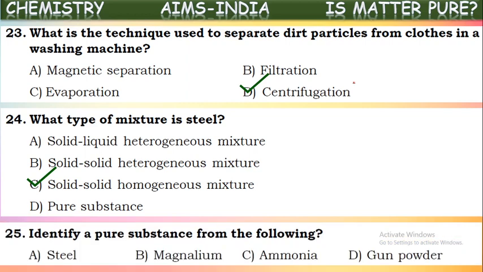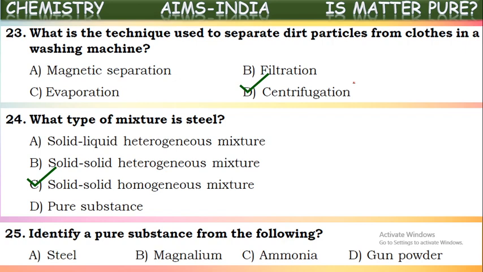Identify a pure substance from the following. See, the first one here is steel. Is steel a pure substance? No, because just now we have said steel is a mixture of two or more metals. So steel is not a pure substance, it is a mixture. And if you see the next one, magnalium, it is also one of the alloys just like steel, but the components are different. Two or more metals are mixed in this also. So magnalium is also an alloy and a mixture, not a pure substance.